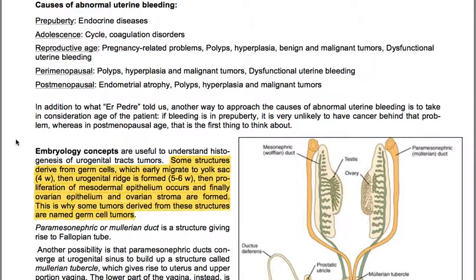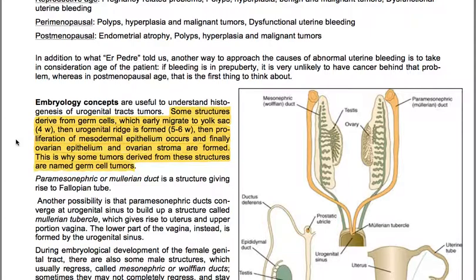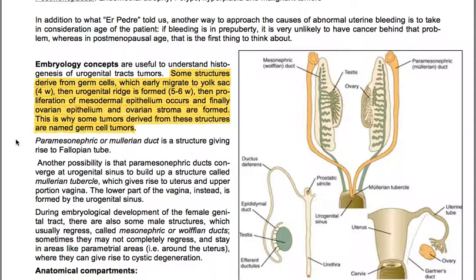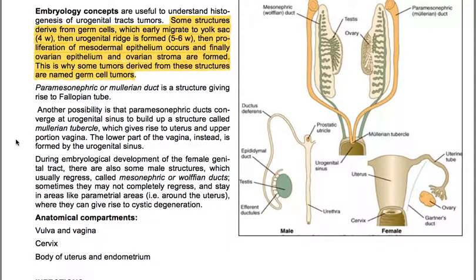Embryology concepts are useful to understand histogenesis of urogenital tract tumors. Some structures derive from germ cells, which early migrate to the yolk sac at 4 weeks, then the urogenital ridge is formed at 5-6 weeks, then proliferation of mesodermal epithelium occurs, and finally ovarian epithelium and ovarian stroma are formed. This is why some tumors derived from these structures are named germ cell tumors.